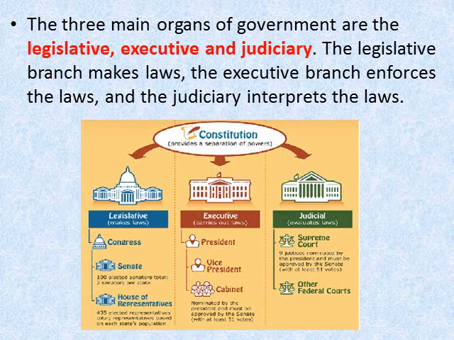Children, the legislative branch makes the law, the executive branch enforces the law and the judiciary interprets the law. So the three main organs of government are legislative, executive and judiciary. Who makes the law? It is the legislature. Who executes it? The executive branch. And who will be interpreting the law?